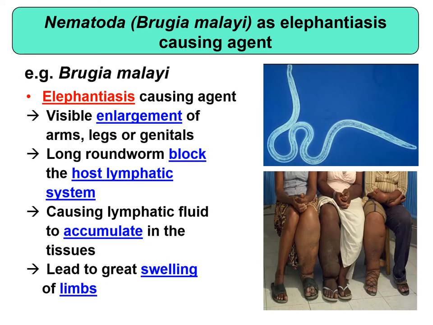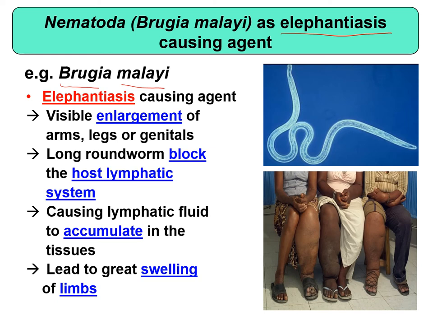For example, you need to remember nematoda. The importance of nematoda is causing a disease called elephantiasis. Elephantiasis, tolong ingat, bear in mind that importance can include any negative effects such as disease. So elephantiasis is a disease that is caused by Brugia malayi. Brugia malayi is a nematode.